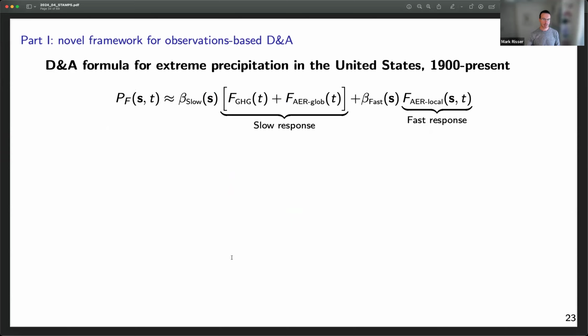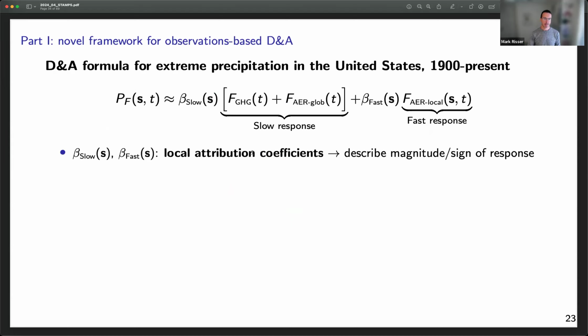The last thing that we were able to show is that this additive, or linear, framework is also appropriate for characterizing this forced response. And this is how we're ultimately going to do the attribution exercise here. So in this approximate formula, these betas, the beta slow and the beta fast, are what we'll call the local attribution coefficients. And these simply describe the magnitude and the sign of the response, whether these forcings are increasing or decreasing rainfall and to what extent.